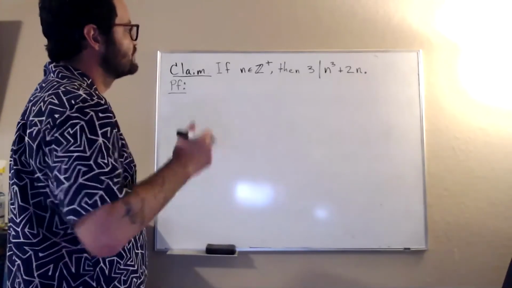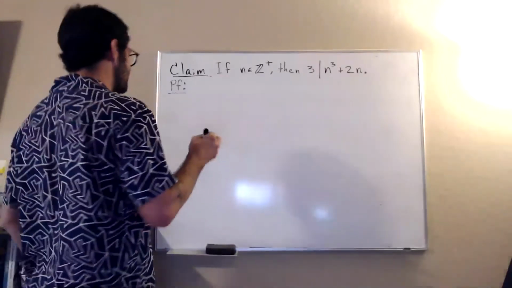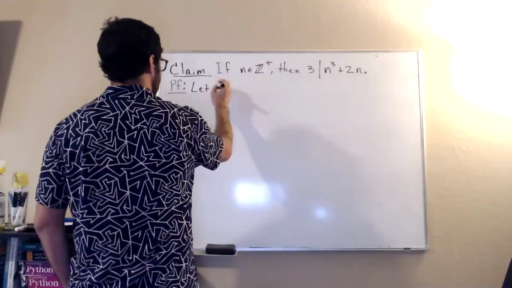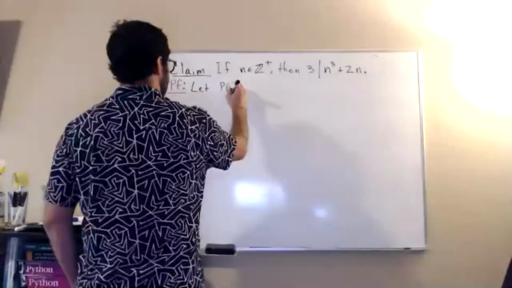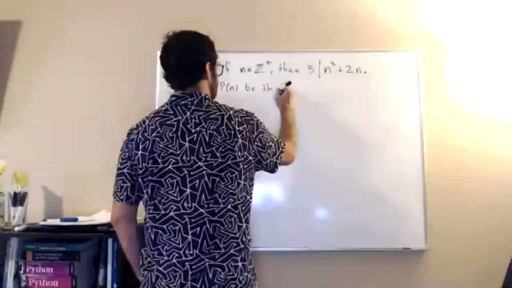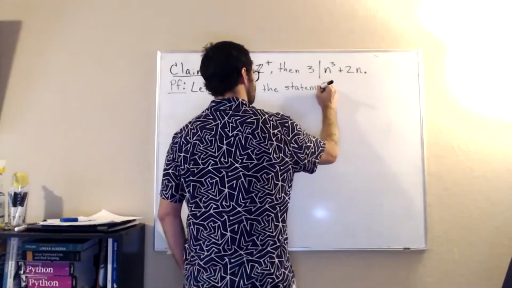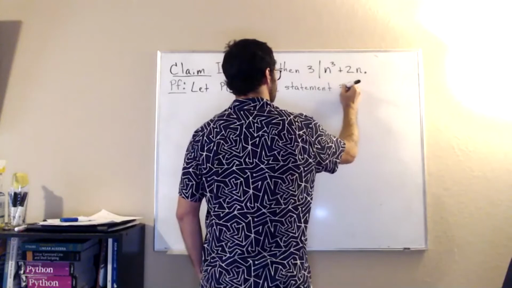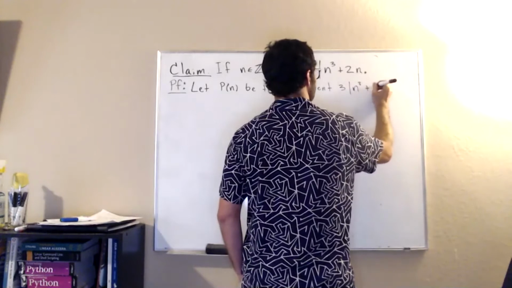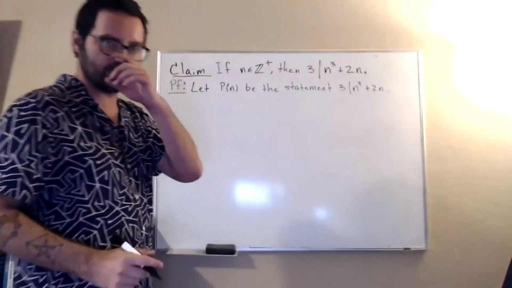I'm going to write it out in more detail than I did with the last one, and I want you all to walk with me. There's only 3 of you, right? So I'm going to start this by just saying, let P of n be the statement 3 divides that quantity. So P of n is that propositional function.